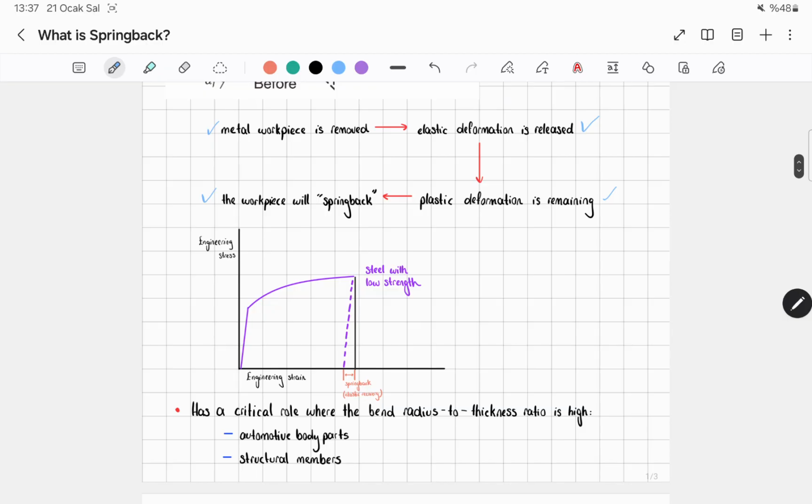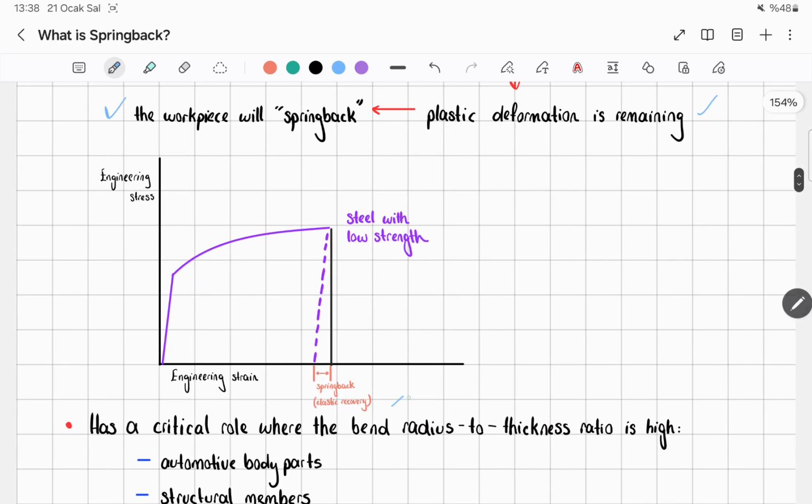So let's look at the engineering stress and engineering strain graph to understand it better. As you know, a material has both elastic deformation and plastic deformation. And after the plastic deformation, even if it is in a state where it cannot go back to its original shape, there is still some elastic recovery. So we see that this elastic recovery can be seen as springback.